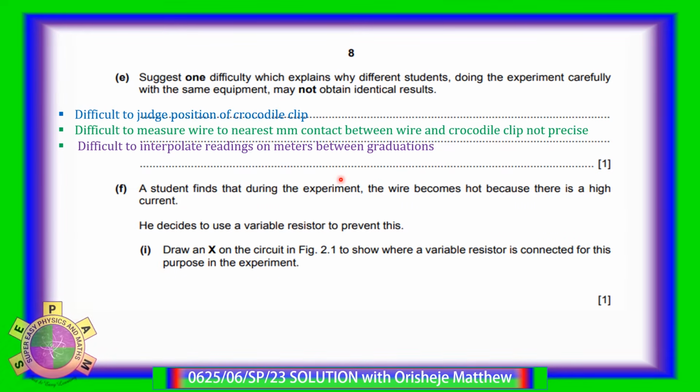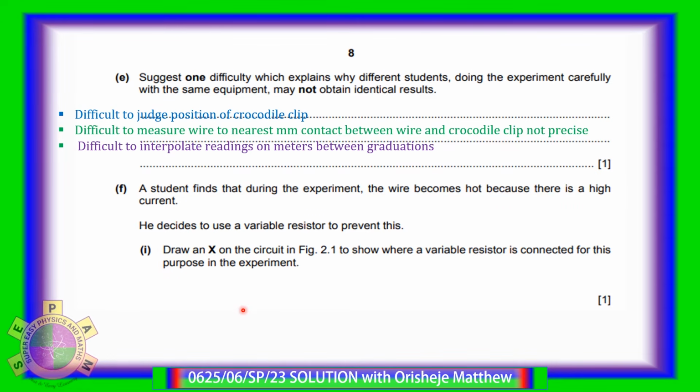Now let's look at this next question. A student finds that during the experiment, the wire becomes hot because there is a high current. He decides to use a variable resistor to prevent this. Draw X in the circuit to show where a variable resistor is connected for this purpose.